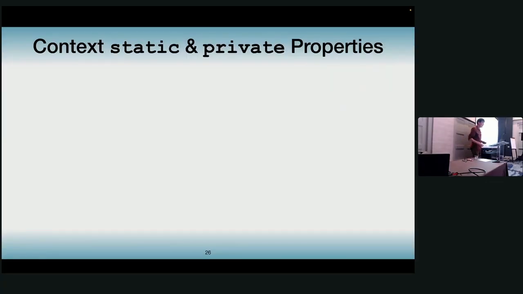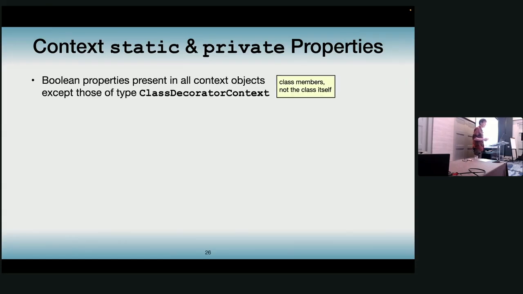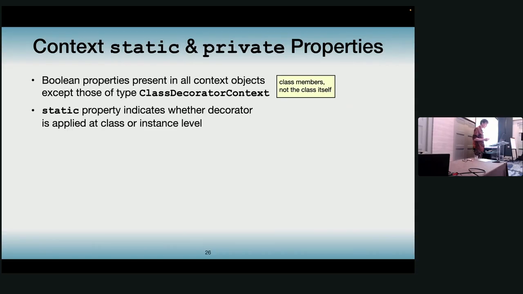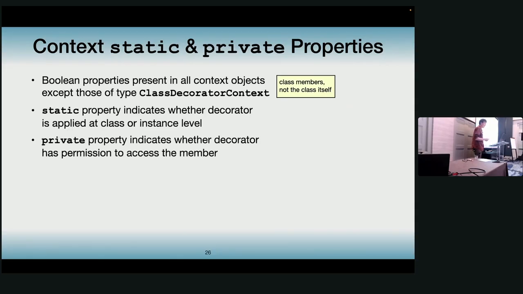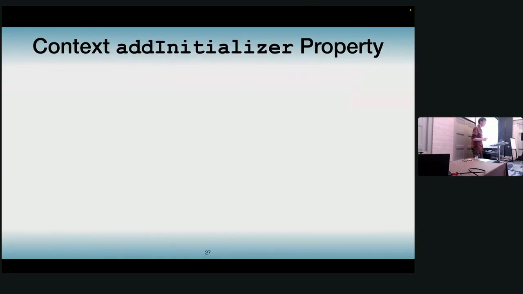I mentioned that there are many more properties on that context object that you can use, and I think using these are less common than getting to the kind and the name properties, but I'll just review these quickly for you. One of them is a property called static, and it's a Boolean that tells you, did you apply this to a static method or a static field? Another one is private, and this tells you in the case of some member of the class, can your decorator access it? Because if it's private, your decorator can't get to it. So you might need to check those.